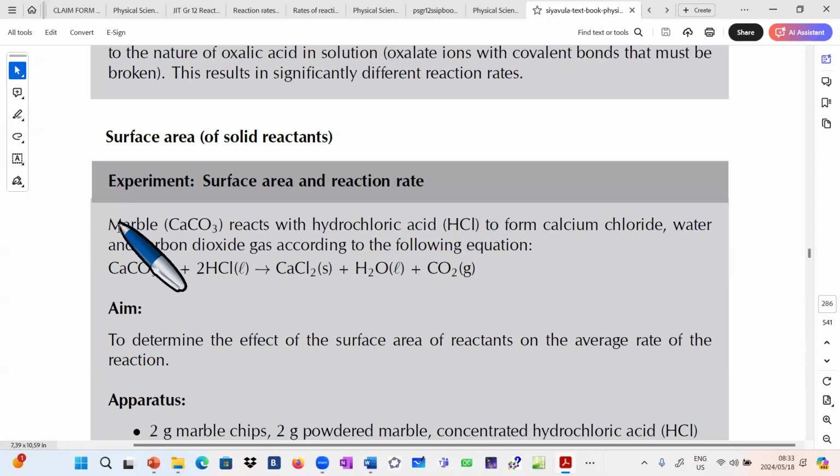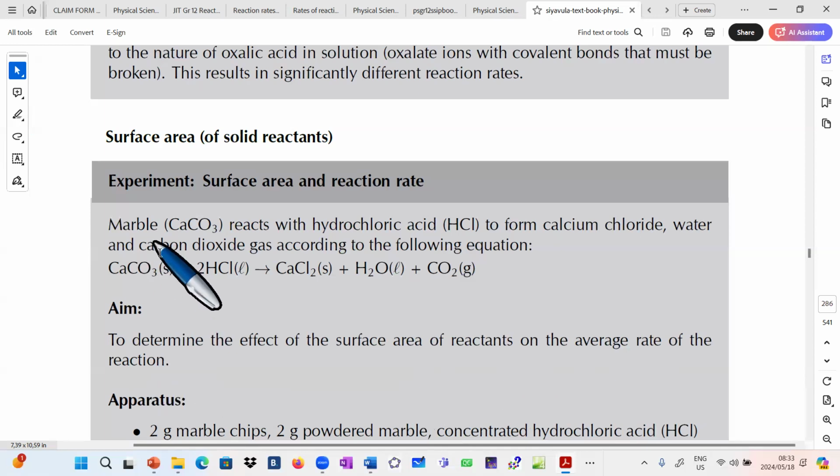I want us to look carefully at this. In this particular experiment, we want to determine the effect of the surface area of reactants on the average rate of the reaction. We want to say whether the surface area of the reactants affects the reaction rate or not. This is what we take into account. That's what we want to determine.